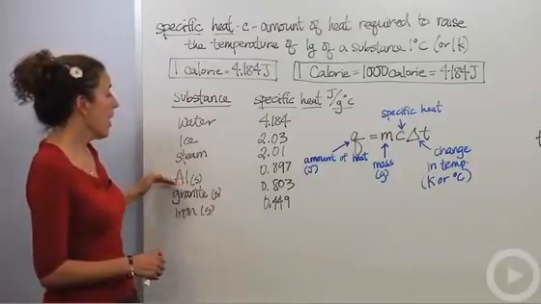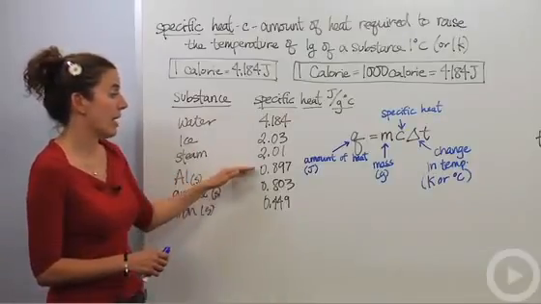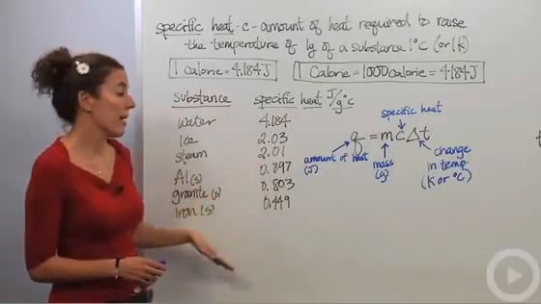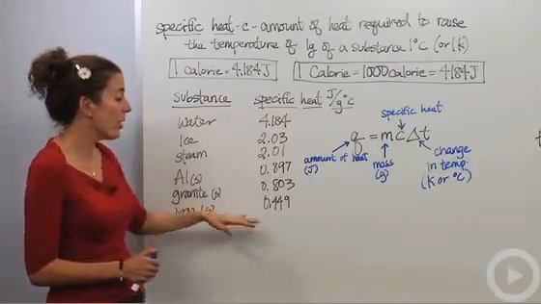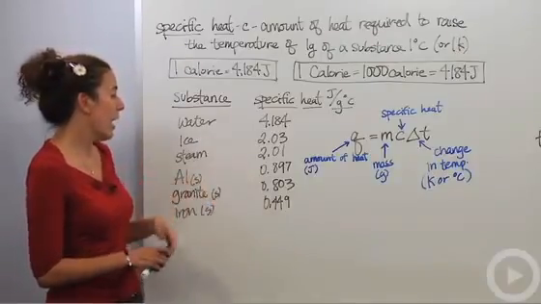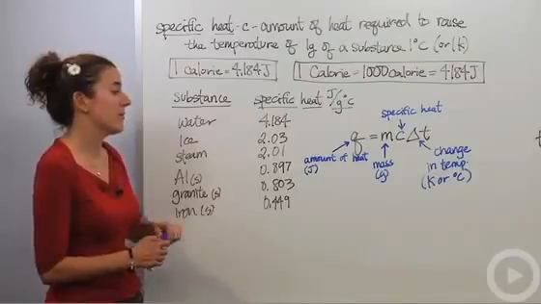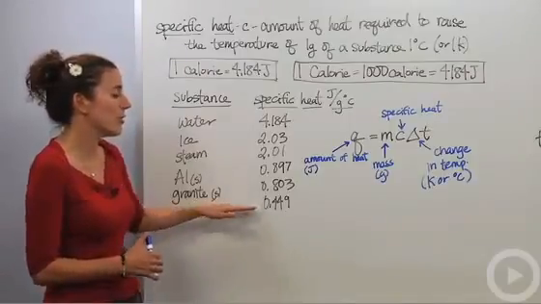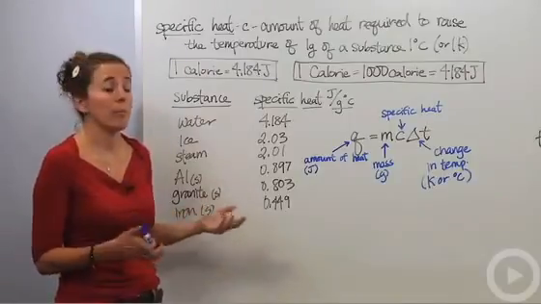Aluminum is also actually relatively high compared to other metals. Metals typically have very low specific heat values, but aluminum is actually pretty high at 0.897 joules per gram degree Celsius. So the lower the number, the easier it is for it to heat up.